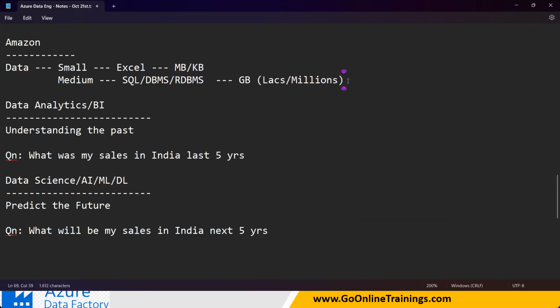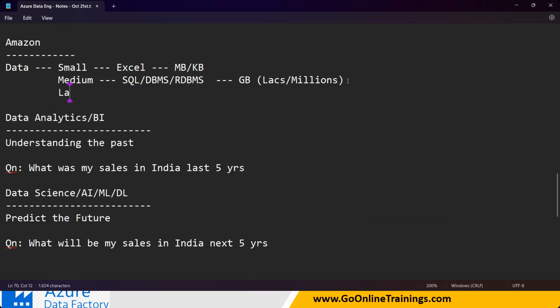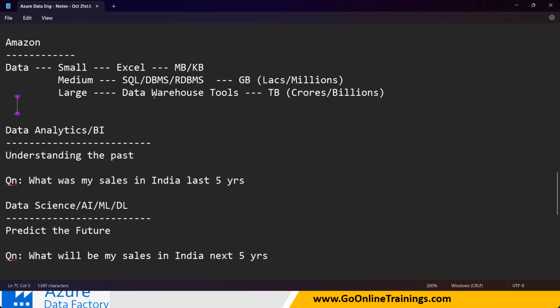Clear? When you have a large amount of data, how is the IT industry going to be storing it? IT industry is going to be using software called data warehouse tools. Clear? So when you have terabytes of data, I'm talking about crores of data or billions of data, IT industry is going to be storing the data in the data warehousing tools. And today, the data we are talking about is not large, it is extra large data.